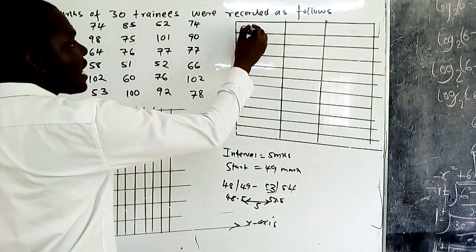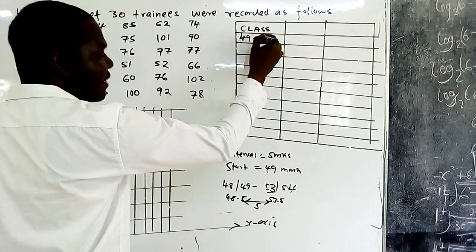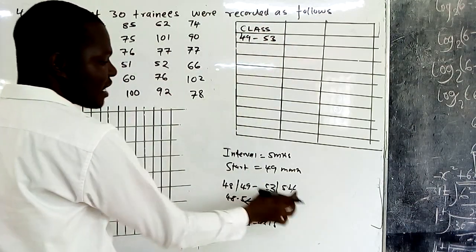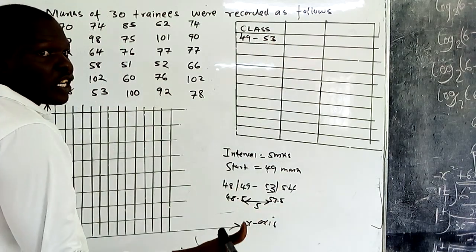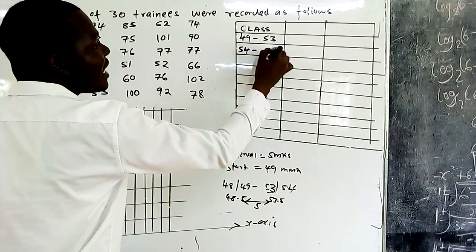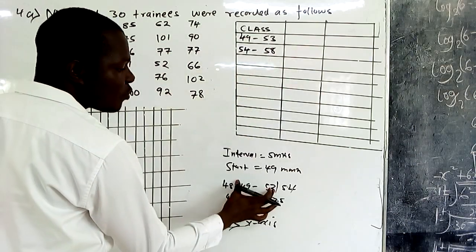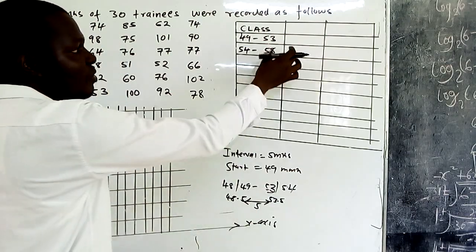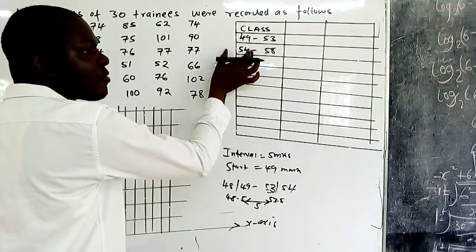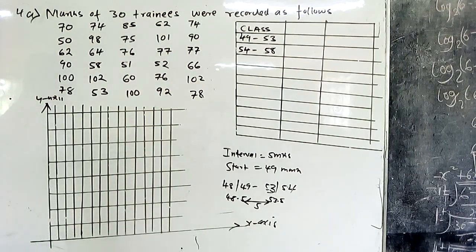So let's go to classes. The first class starts from 49 and ends at 53. That is an interval of 5 as we demonstrated. The next one starts at 54 and ends at 58, because 54 plus 4 is 58. This is 58.5, this is 53.5, and you get an interval of 5 marks. Good. Go to the next one.